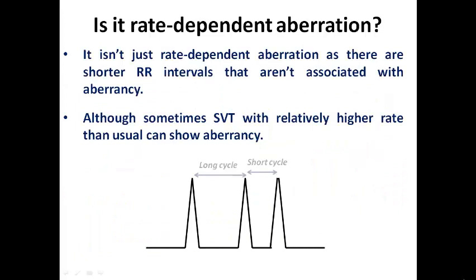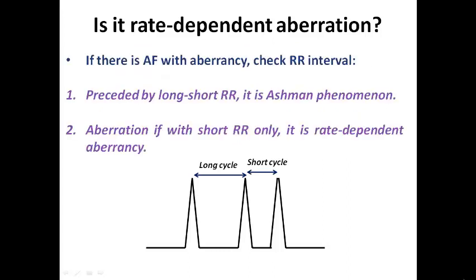So let's ask ourselves, is it rate-dependent aberration? No, it is not rate-dependent aberration. Although sometimes SVT with a relatively higher rate, like 180 or 190, may show aberration, of course. But the problem here is not the very high heart rate, as some shorter RR intervals in the same ECG may not show aberrant conduction. So the problem is that when a long cycle is preceding the short cycle, this leads to a problem in the His-Purkinje system.